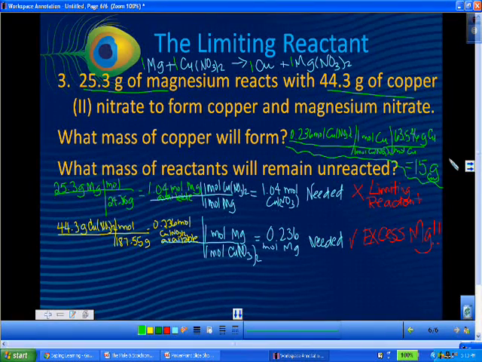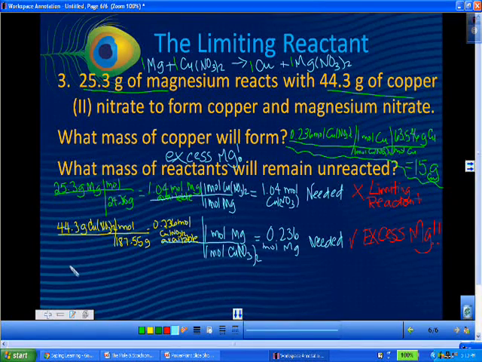The second part asks what mass of reactants will remain unreacted. This is a different type of question than we've seen before. It wants to know what mass of the excess reactant will remain. So our excess reactant is magnesium. So now we have to figure out something new. How much was left over since it did not fully react? Let's see how much excess magnesium we have.